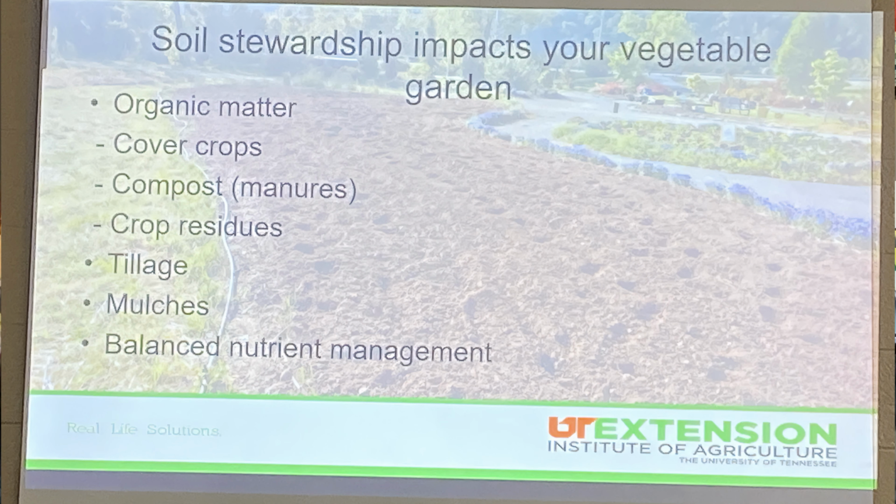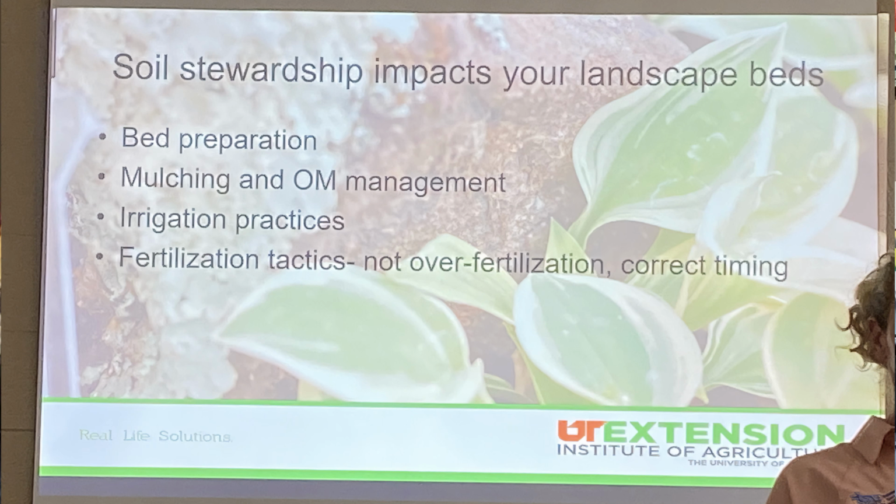Soil stewardship impacts your vegetable garden. Organic matter, cover crops, compost, manures, crop residues, tillage, mulches, balanced nutrients, and management. Soil stewardship impacts your landscape beds: bed preparation, mulching, and organic matter management, irrigation practices, fertilization tactics, not over fertilization, correct timing.